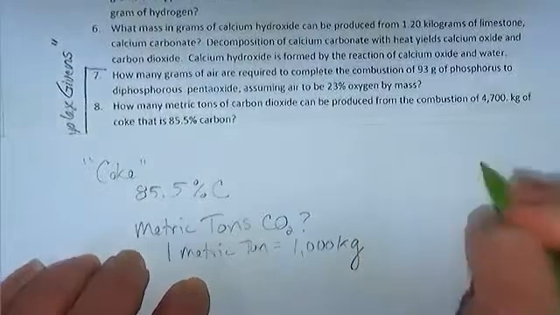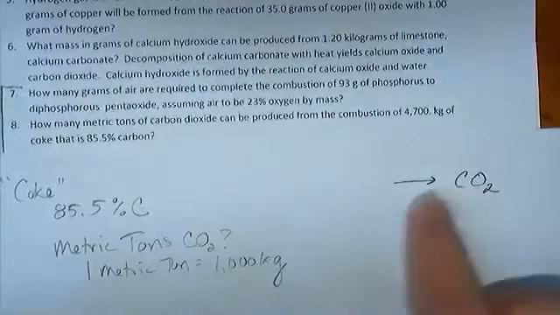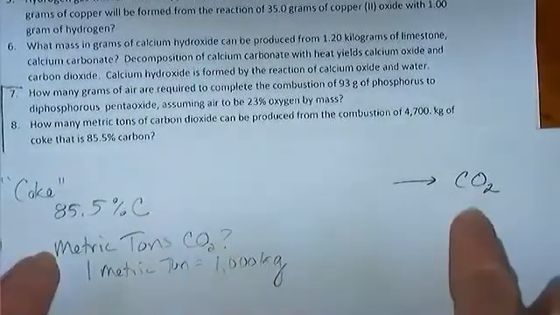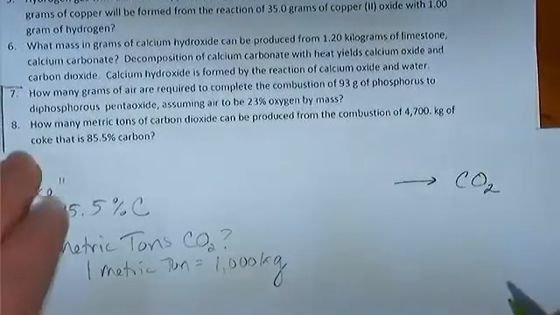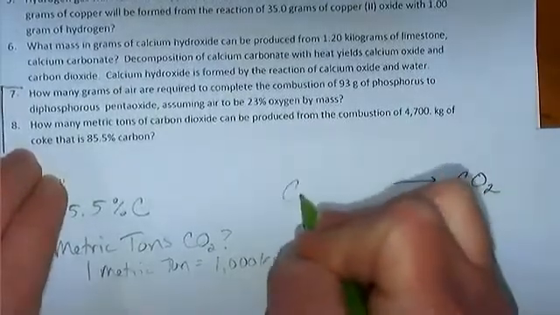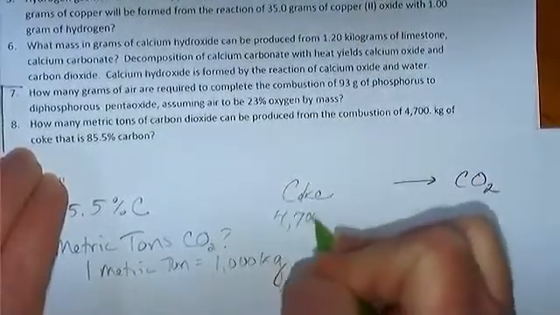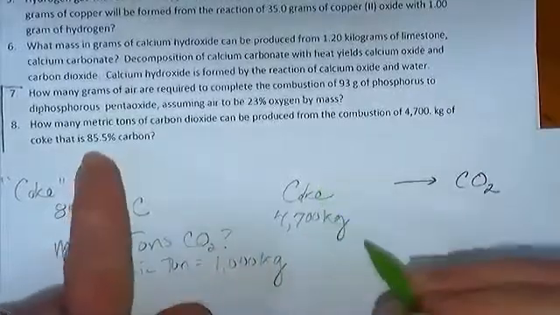All right, so how many metric tons of carbon dioxide can be produced? Okay, so in our chemical reaction, we're going to be making CO2. How many metric tons of CO2 can be produced from the combustion of 4,700 kilograms of coke? Okay, 4,700 kilograms of coke, that is 85.5% carbon.